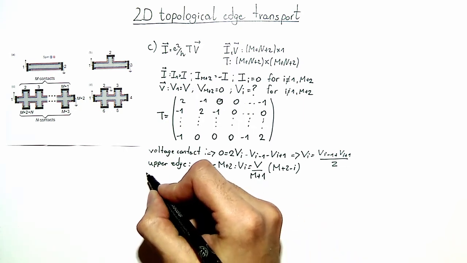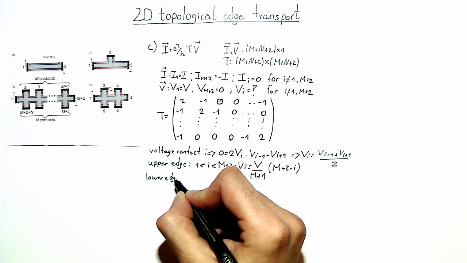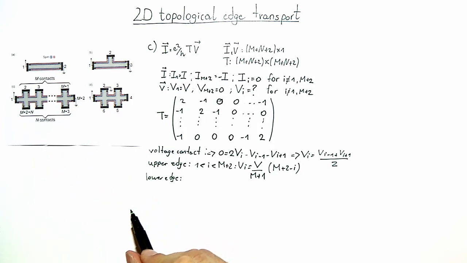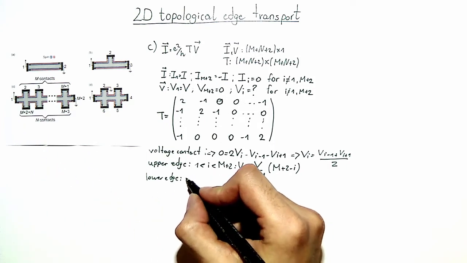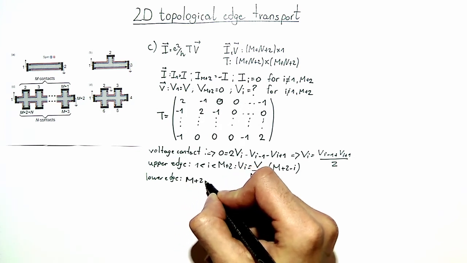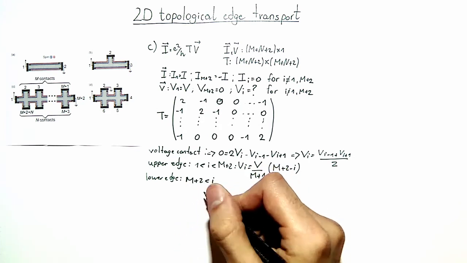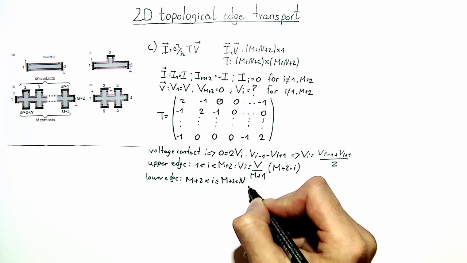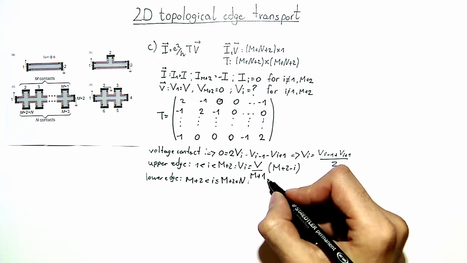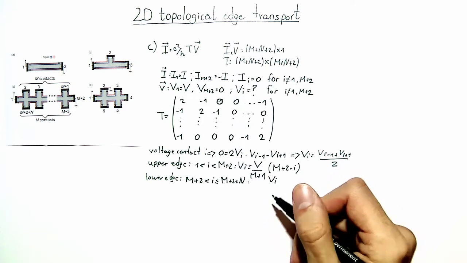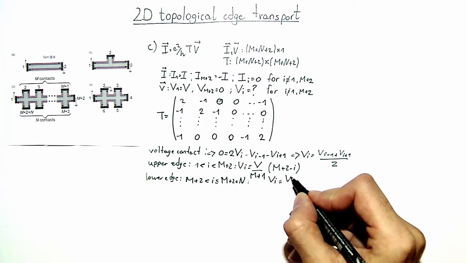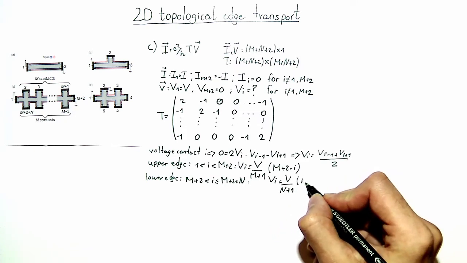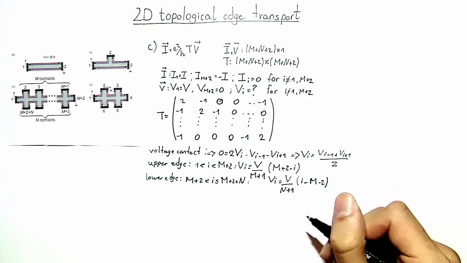Along the lower edge, we can do very much the same thing. So for these voltage contacts over here, the n of those, we can state that the voltage is given by V divided by n plus 1 times I, the index, minus m minus 2.